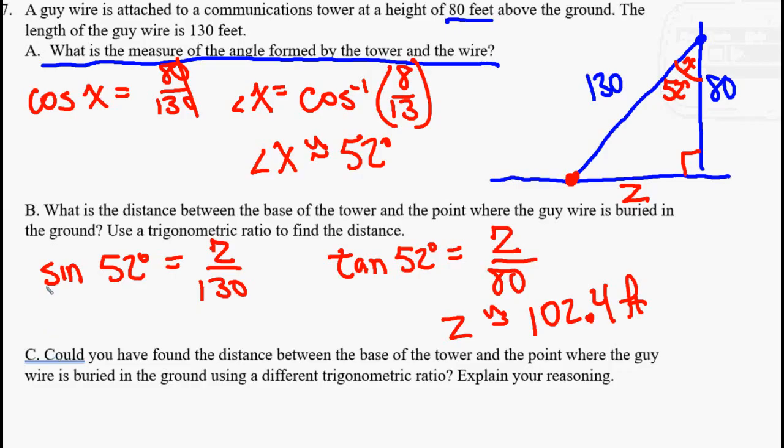Now, it looks like I kind of spoiled part C up above here. Could you have found the distance between the base of the tower and the point where the guy wire is buried using a different trig ratio? So if I had used sine up here, I could have used tan for part C. Or if I used tan in part B, I could have used sine in part C. Usually with a lot of this trig stuff, there's usually more than one way to get the job done.